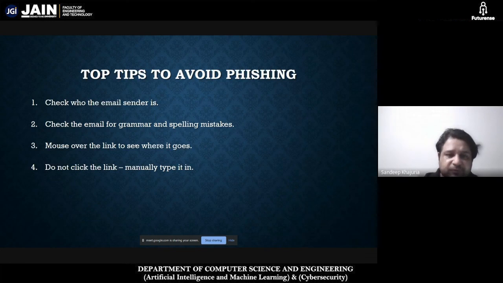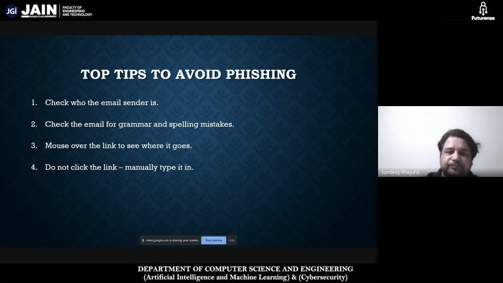Then do not click the link, manually type it in. Now, sometimes it could be a long URL, so you can use the help of online services to filter out whether it's malicious or not. If it is not, you can click it. Otherwise, do the manual effort.